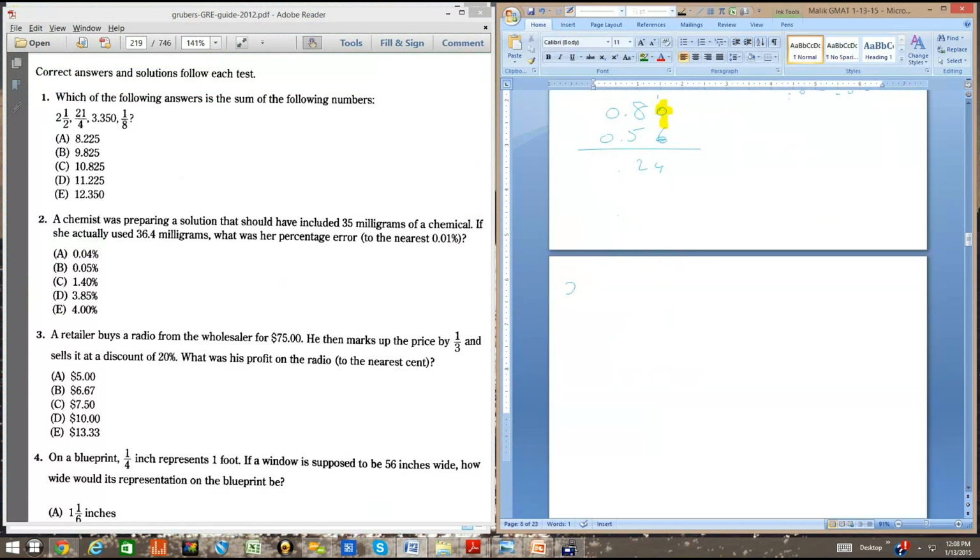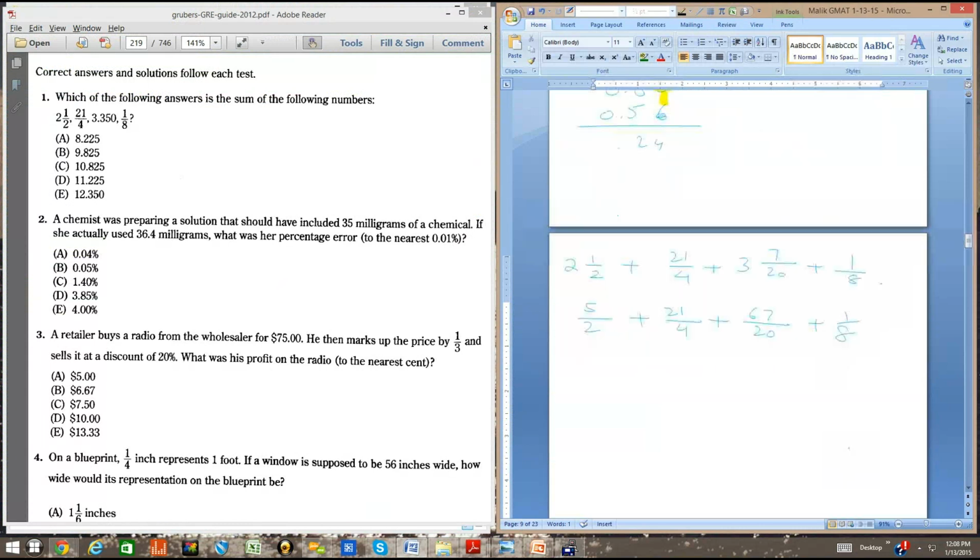2.5 plus 21/4 plus 3 and 7/20 plus 1/8. Okay. So you can rewrite the first one as 5/2. Rewrite the second one as 21/4. Rewrite the third one as multiplied with 67. Rewrite this one as 1. Well, actually, you don't have to rewrite. Now you have to find the common denominator.